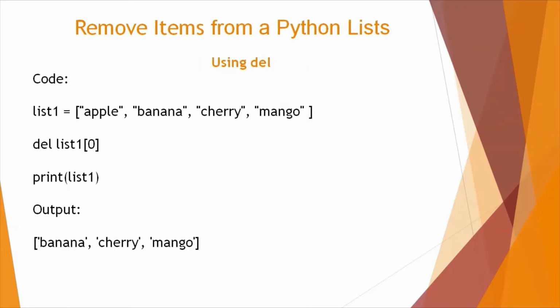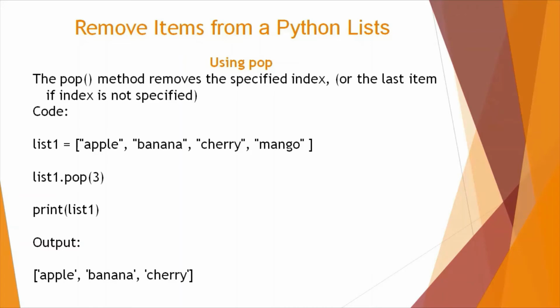Another method that we can use is del. In order to remove the element from a particular index, we will use del list1 and that index. I want to remove the element from index 0, that is apple, so we will say del list1 and the index will be 0. In the output we will get banana, cherry and mango, and see that apple is removed from the list.